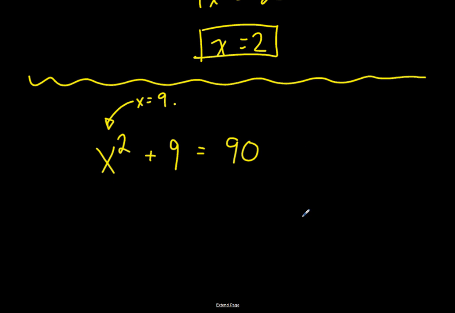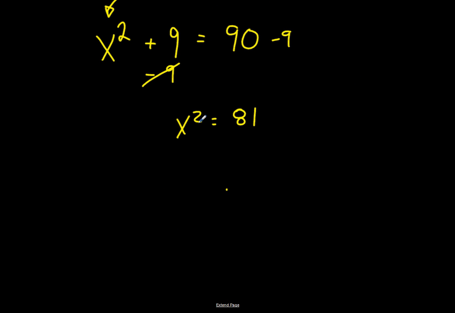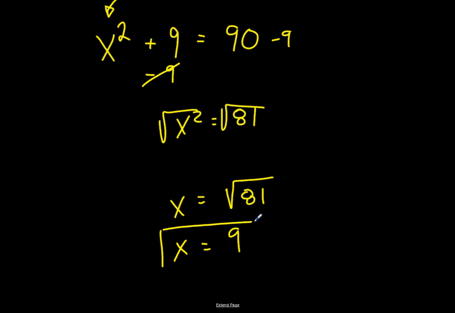Well, it's reverse order of operations, right? The first thing you're going to do is subtract 9, because that's reverse order of operations. Then you'll get that x squared is equal to 81. And you might know that 9 squared is equal to 81. If we're squaring something, the opposite of squaring it is to square root it. So x is equal to the square root of 81, and you might know off the top of your head that that works out to be 9. So x equals 9.